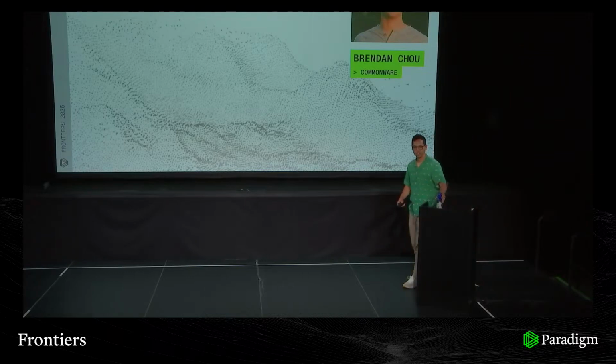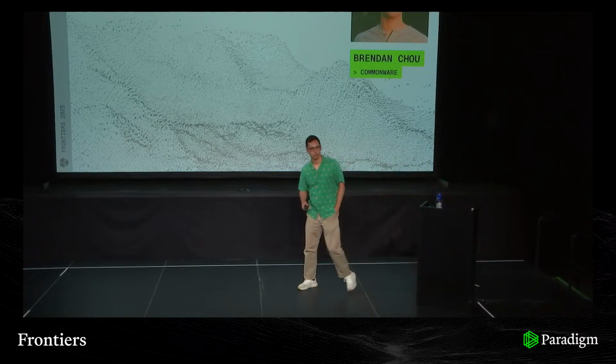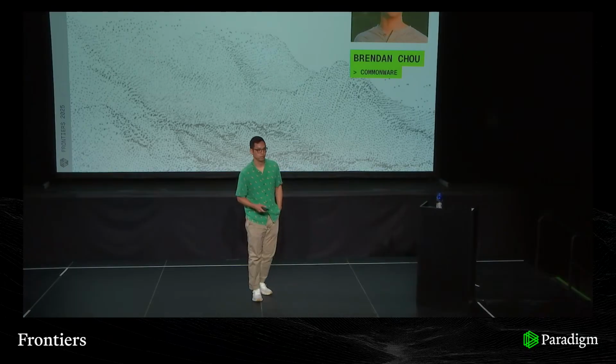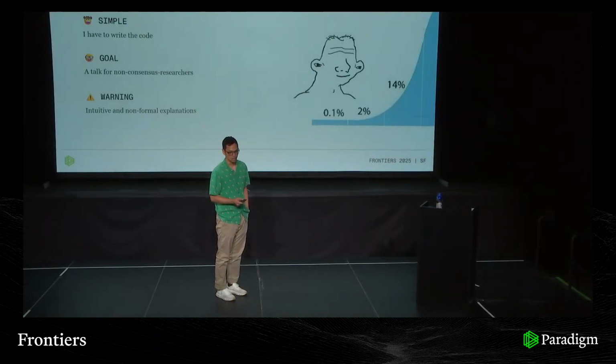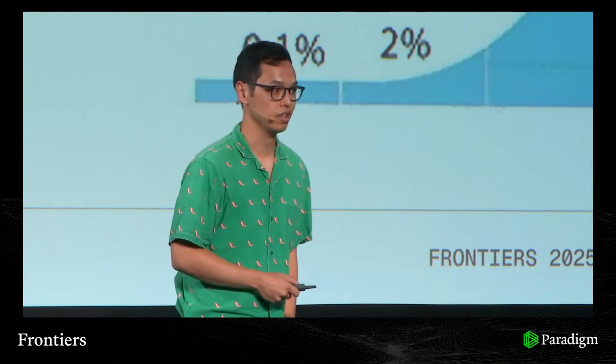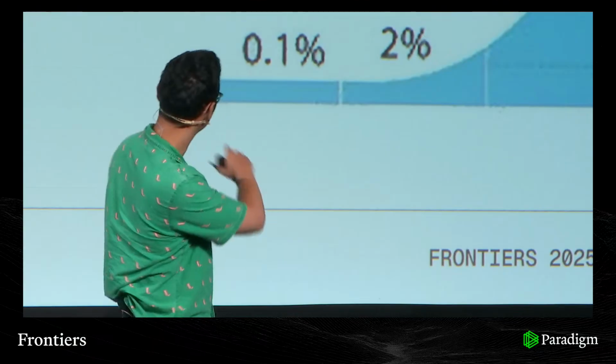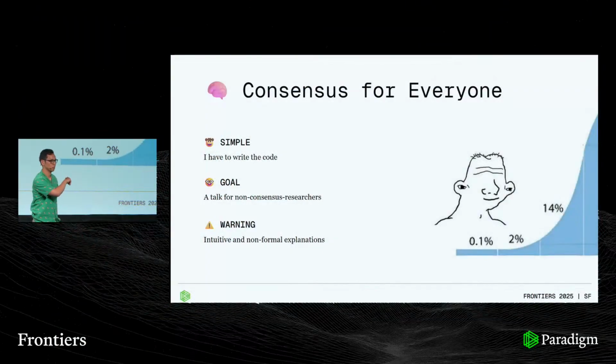Hey everyone, I'm Brendan from Commonwear, and I'm here to talk to you about our new consensus algorithm that we came up with called Minimmit. And the alternative name for the talk is Consensus for Everyone, because that's me over there on the right. I'm just an engineer. I'm not a researcher.